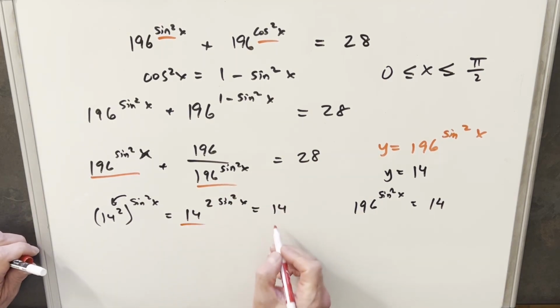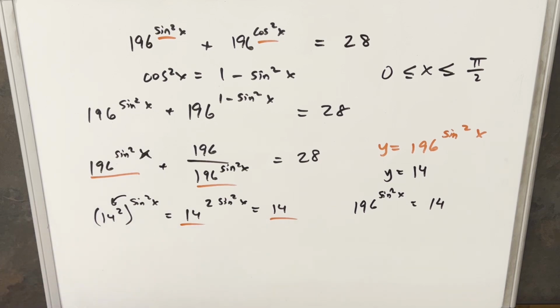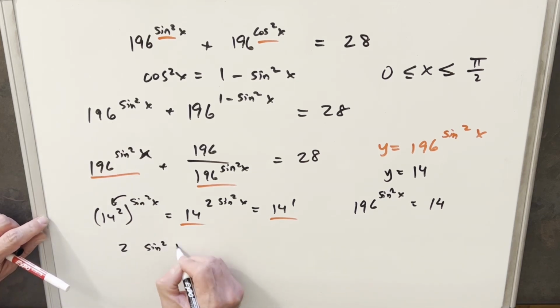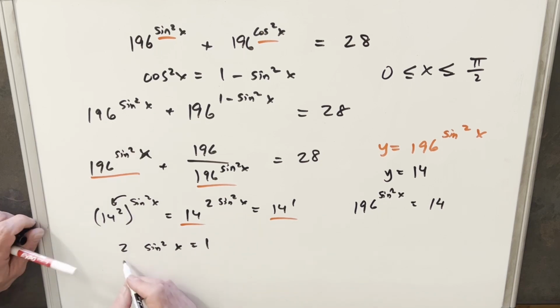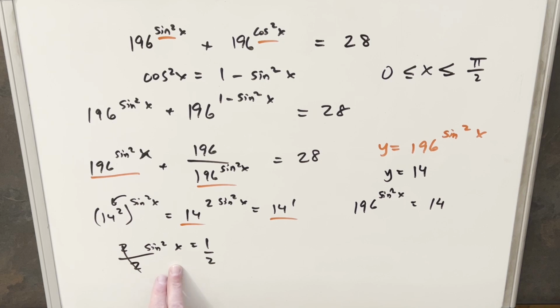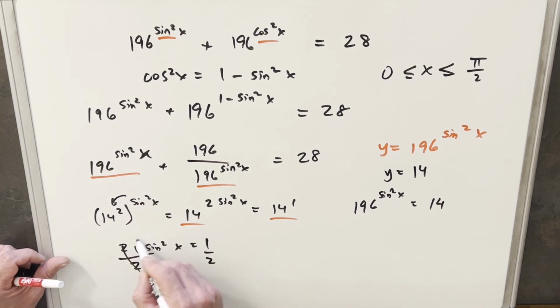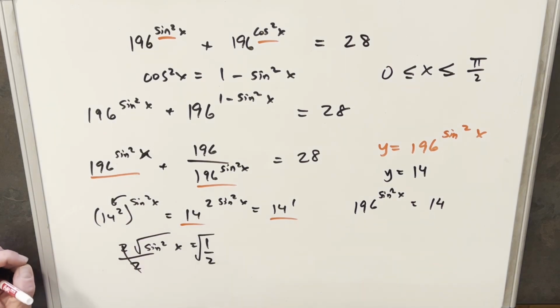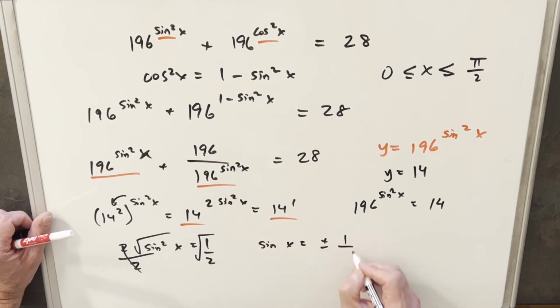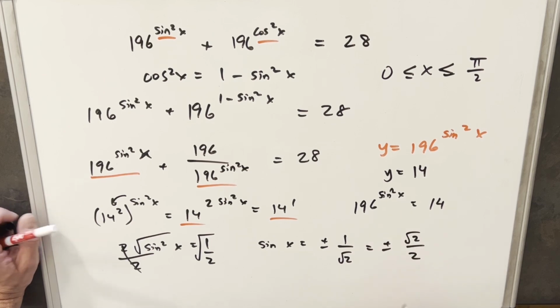Well, now that we have the same base, we can just equate the exponents. We can write in a little 1 right there for that. So equating the exponents, we're saying that 2 sine squared x is equal to 1. Divide both sides by 2. So now we have sine squared x equals 1/2. We can take a square root on both sides, and this is going to give us sine of x equals plus or minus 1 over square root of 2, or plus or minus square root of 2 over 2.